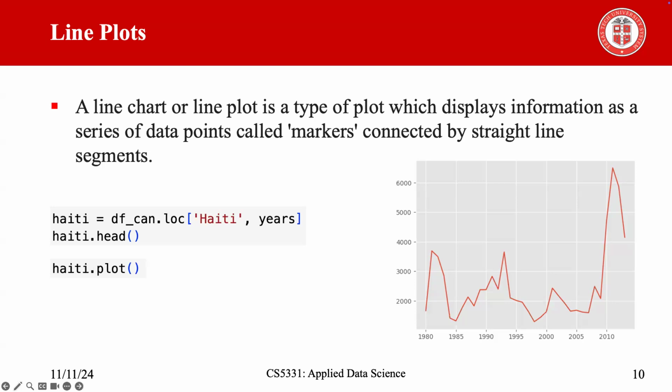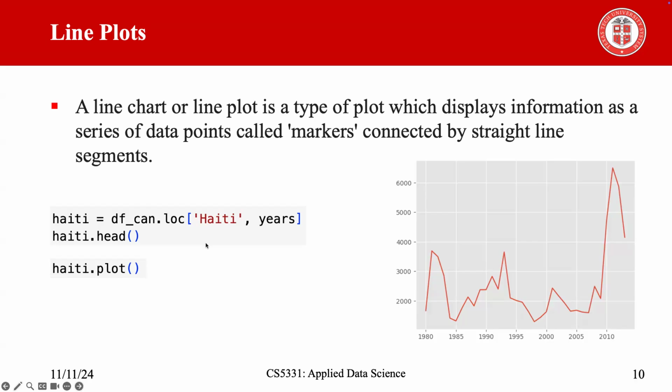A line chart or line plot is a type of plot which displays information as a series of data points, called markers, connected by straight line segments. So we will have a figure like this, and it is a basic type of chart used in many fields. Using this, when you have a continuous data set, as in the data set we just imported, we can directly draw such a figure using this command.